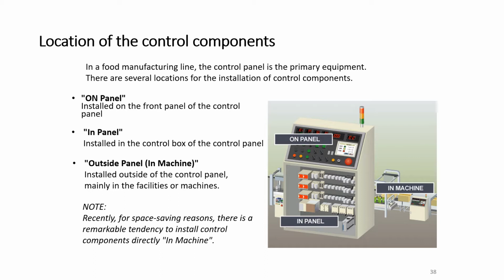On panel. So here, this is the panel. Here you could see the on panel location, and here you could see the in panel location. Usually we have a safety door here, and the door is locked, so the operator usually doesn't have direct access to these elements. And in machine location, elements could be installed anywhere on the machine, in any location.